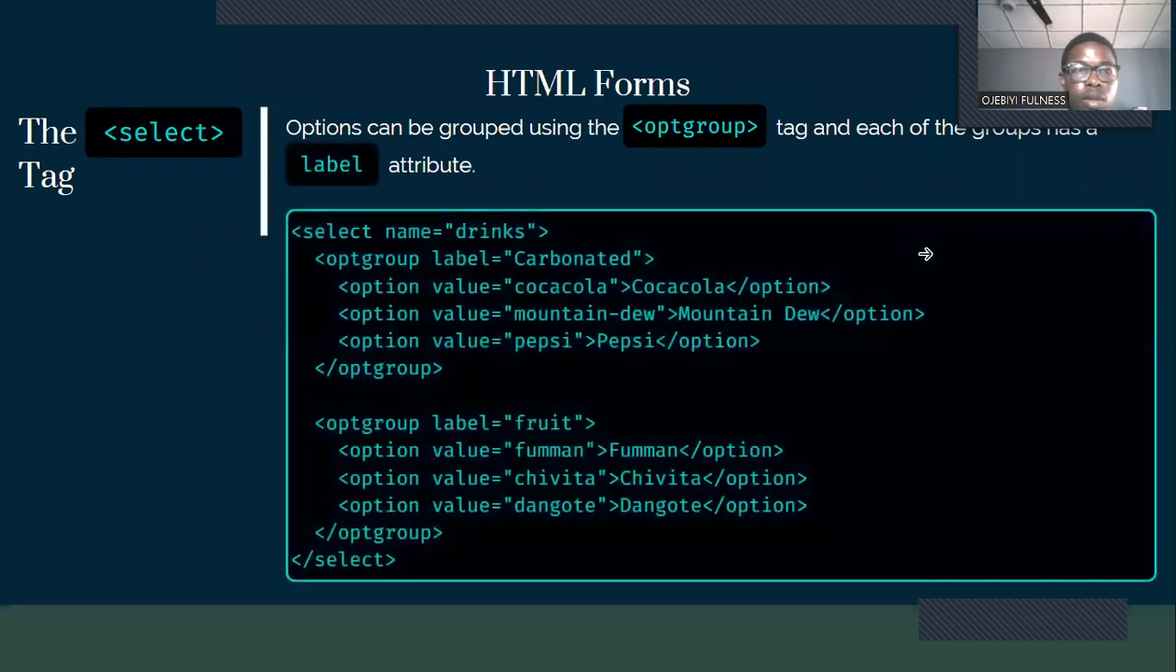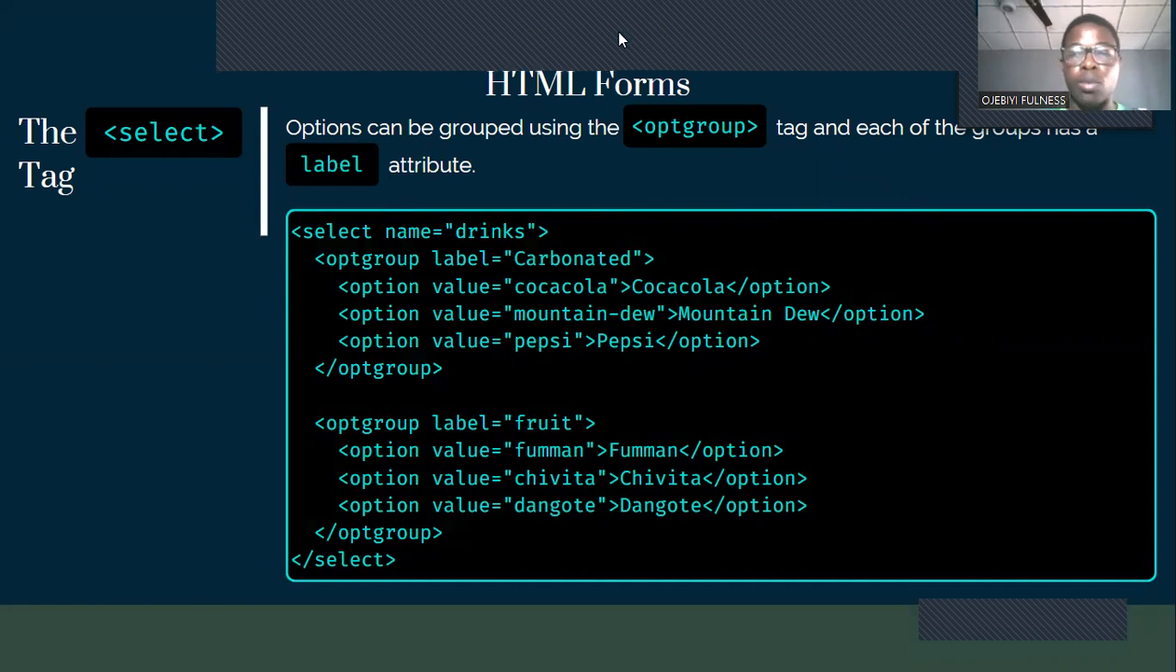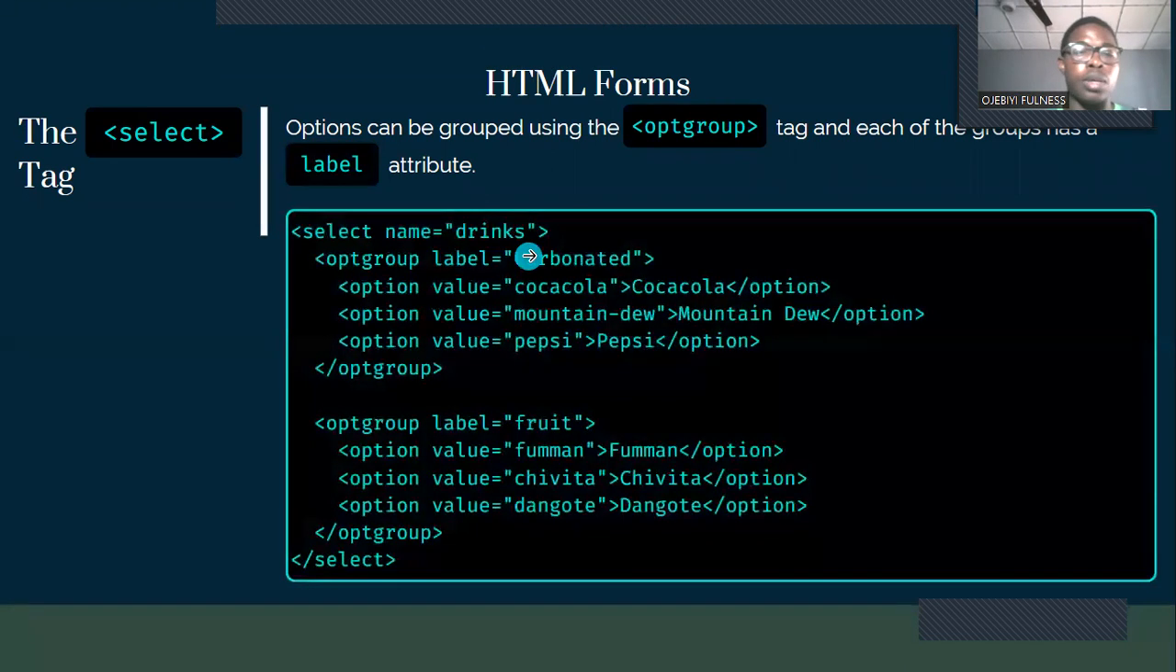And then we have options that can be grouped using the optgroup tag, and each of the groups has a label attribute. So probably we have drinks, that's the broad category, and we have carbonated drinks and fruit drinks. Let's group these drinks in the select tag. So we use the optgroup, with the label for carbonated and the label for fruit drinks. So let's show this example here.